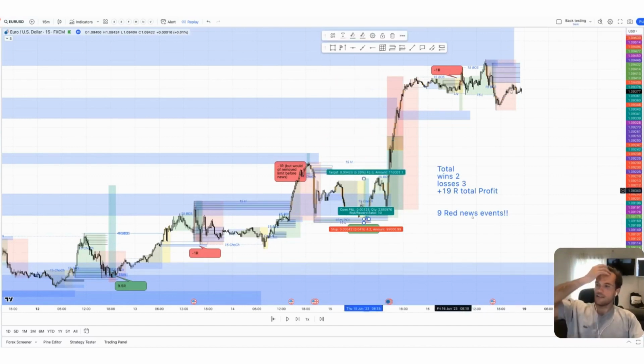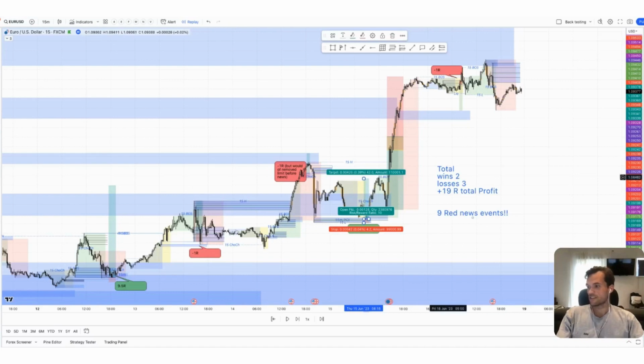So even with these moderate targets, 19R, 19%, if you're doing 0.5%, which I'm starting to do now, that's still 8% in a week, where you pretty much just had 2 winners in a week with 9 huge red news events. I think that says a lot about the strategy: even in such volatile periods, if you follow it strictly enough, the potential is there to be profitable almost every week. I don't say every week because I haven't backtested every week. I'm backtesting as much as I can, and I haven't had an unprofitable week.